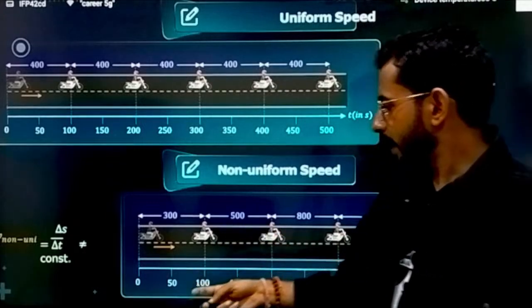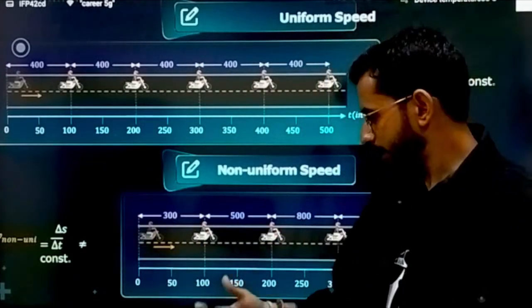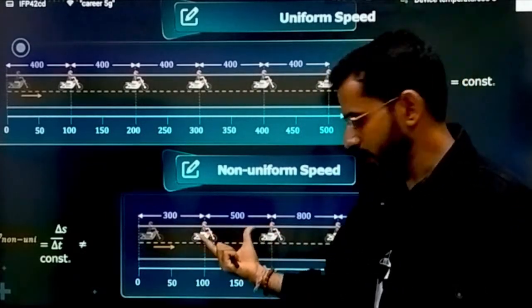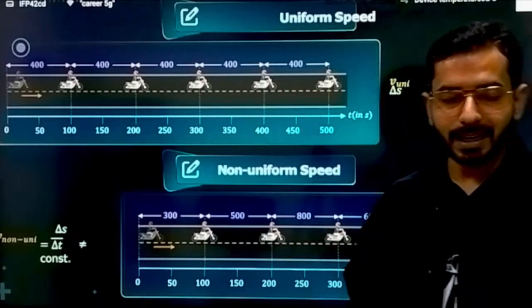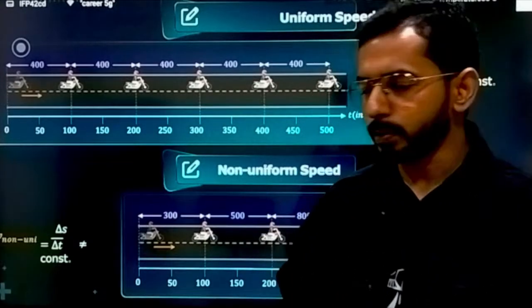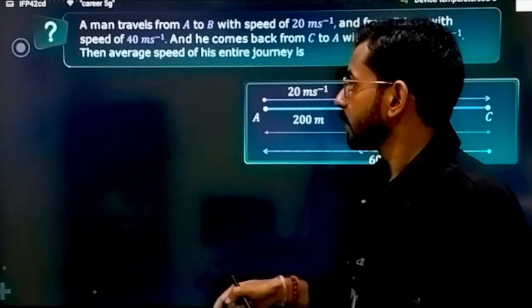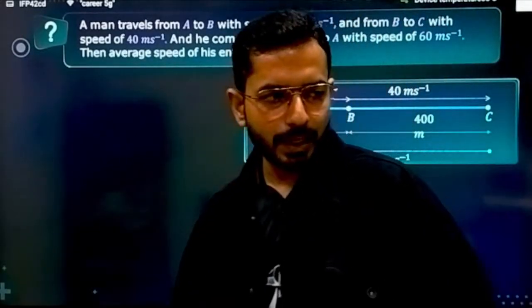Non-uniform, take the example. In 100 seconds you have covered 300 meter. In the next 100 seconds you have covered 500 meter. In the next 100 seconds you have covered 800 meter. So I can say it is going in non-uniform motion. Correct? So let's have a question and try to solve this question.